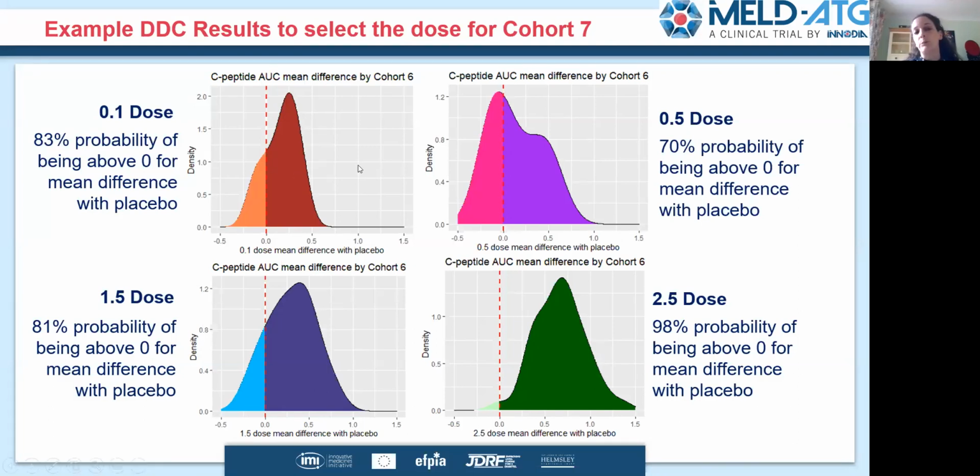And we see that for the 0.1 dose through these simulations, we have an 83% probability of being above 0 for mean difference with placebo. For the 0.5 dose, there was more variability in this dose, and we have a 70% probability of being above 0. For the 1.5 dose, it was an 81% probability, and the 2.5 dose, a very high probability, or 98% probability. And you can see that the curve for the 2.5 dose is mostly shaded in dark green.